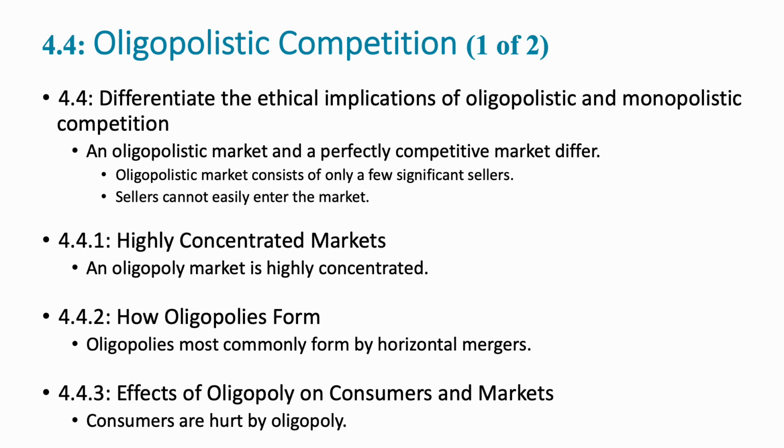These are highly concentrated markets. An oligopoly market is highly concentrated, meaning there are very few organizations engaged in it. Because there are so few, only a few large ones control what's going on in the marketplace. How are they formed?